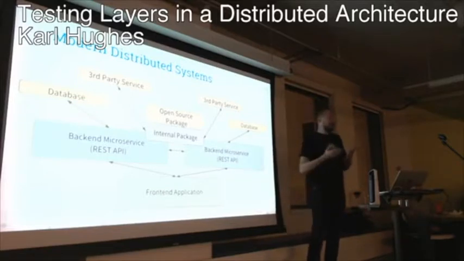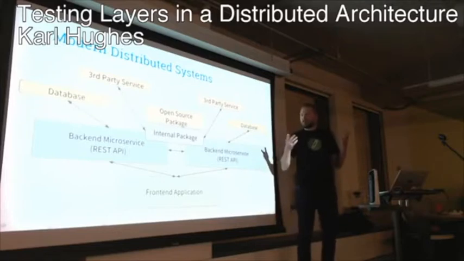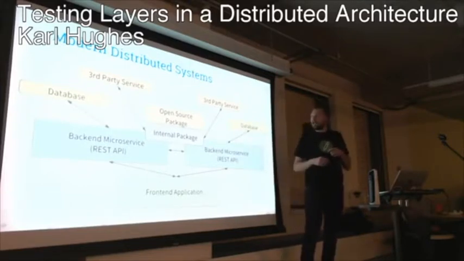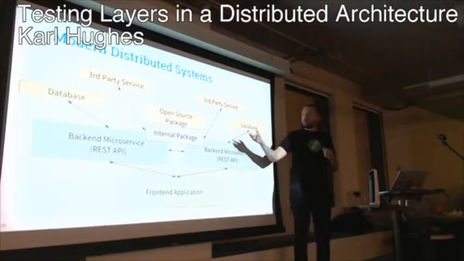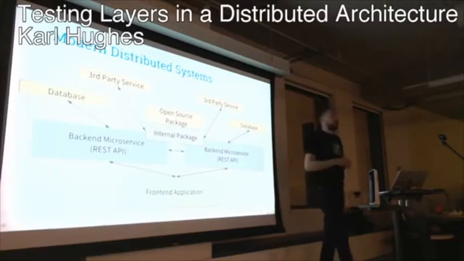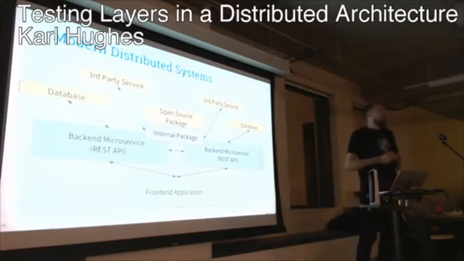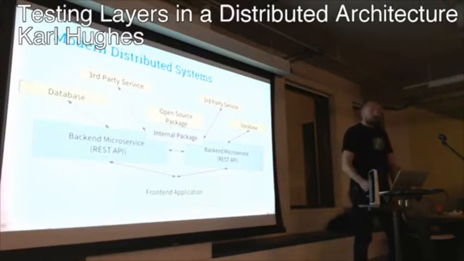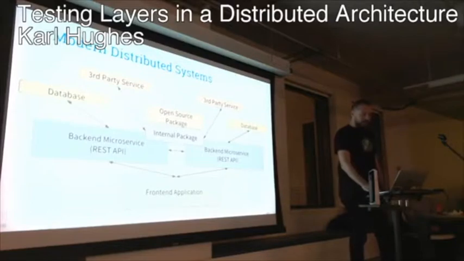Let's say it's like an Angular or React application that relies on two back-end microservices, which each connect to a database and some third-party APIs, and then they both import some internal package and maybe an open source package or two as well. This is kind of like a common architecture, it sort of makes sense. This is a simplified diagram to show how it all works.